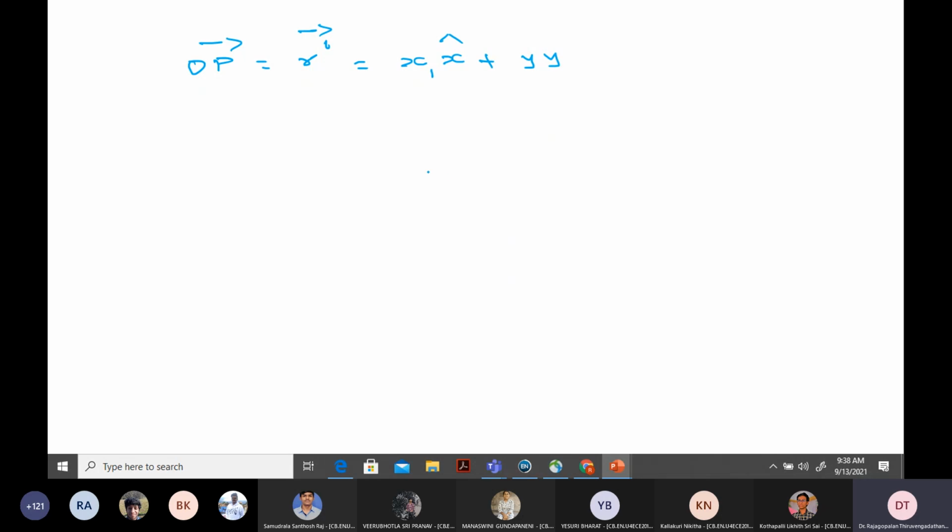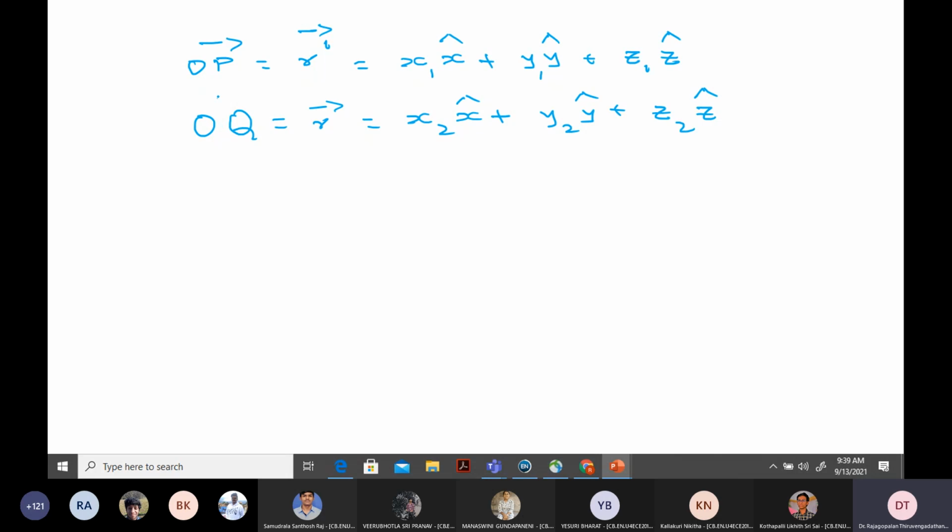And this is y1 y hat plus z1 z hat. Similarly, vector OQ is r, and that is x2 x hat plus y2 y hat plus z2 z hat.